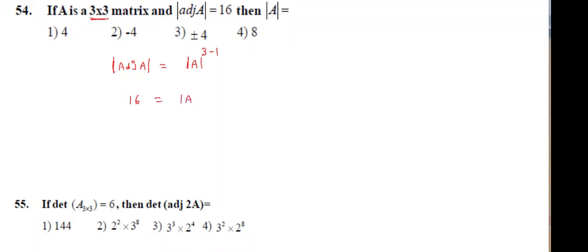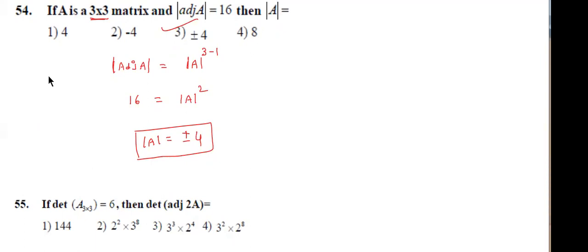Det A value is det A whole square. 16 is equal to det A whole square. Then what is det A? Plus or minus 4. Third option correct. Okay, this is not modulus. Determinant, det. If there is modulus, you will get only positive. Here there is no modulus. Right. So I am going to another question, 55.